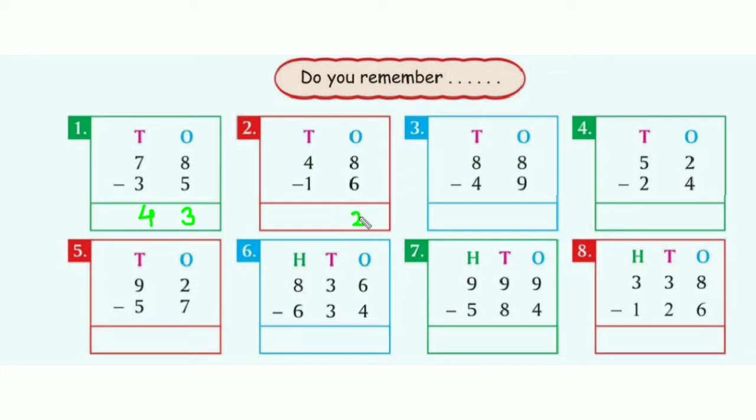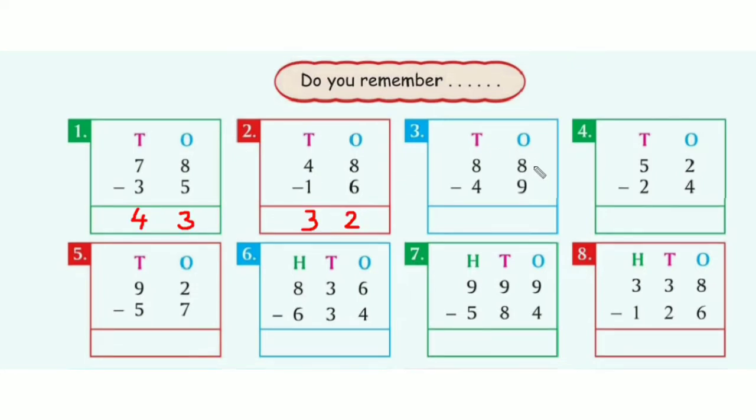Now see here, 8 minus 6 equal to 2 and 4 minus 1 equal to 3. Our answer is 32. Now see, in the third, 8 minus 9 is not possible, so 8 will ask the 8 which is standing at the tens place for the borrow. That 8 will give 1 ten to the 8 which is standing at the ones place. So that 8 will become 18 and 18 minus 9 equal to 9 and 7 minus 4 equal to 3. So our difference is 39.